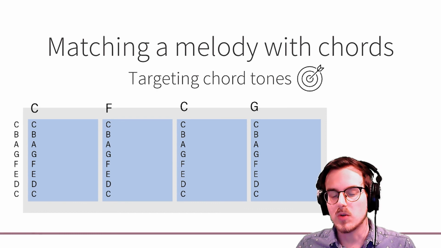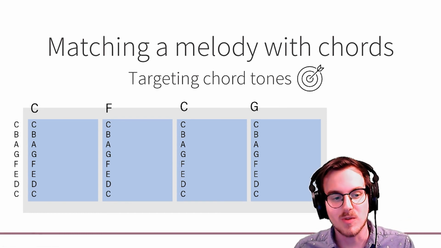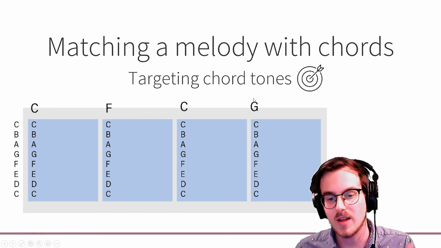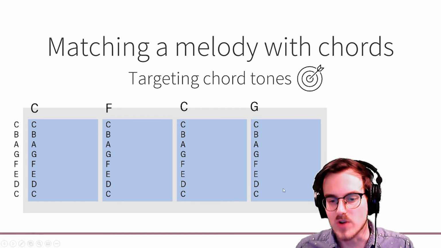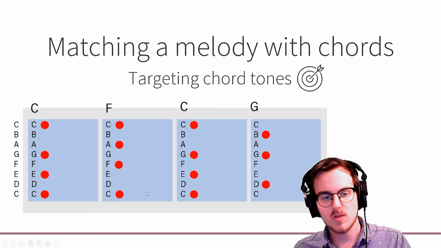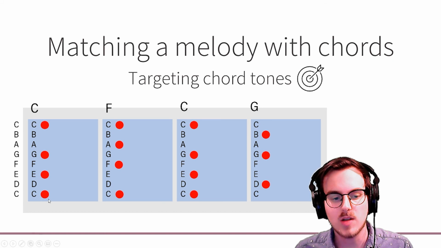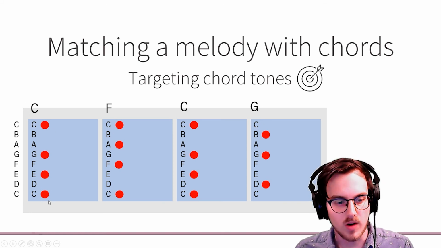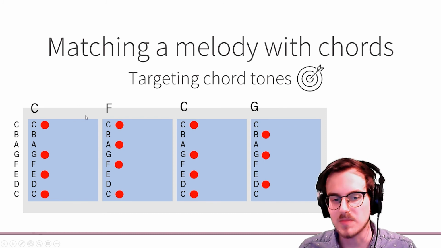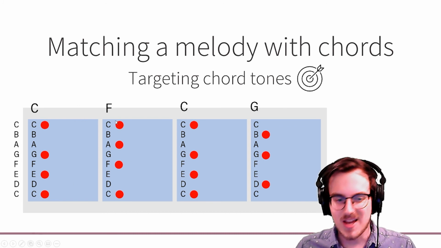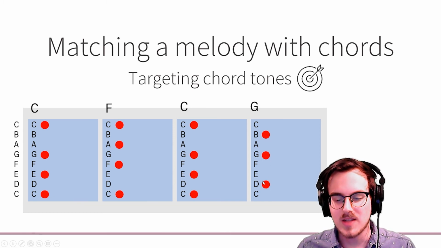So what is targeting chord tones? Let's look at this a bit. We have a really basic chord progression here. We have C, F, C, and G. And down below it, we'll put a row of notes. These are the notes that make up the chord. These are our targets. So a C chord is made up of a C, an E, a G, and another C, right? As many C's as we want. And same for the F: F, A, C. And same for the G: G, B, D.